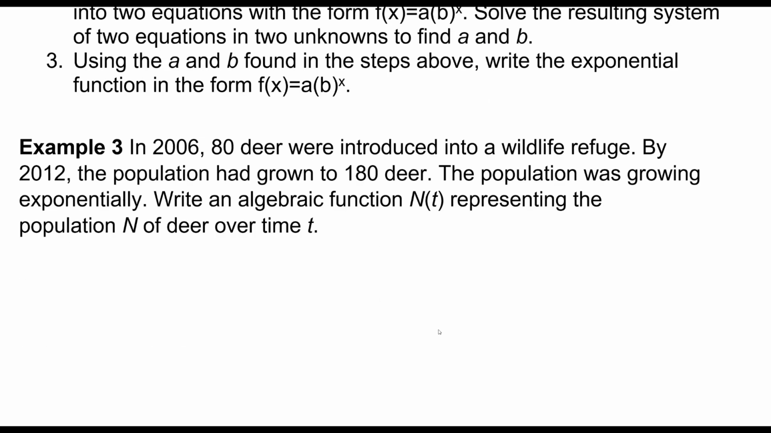So in this problem, it says 80 deer were introduced into a wildlife refuge. So 80 deer introduced is going to be our starting point, so we have (0, 80). Yay, we have our a. By 2012, so this is from 2006 to 2012, our time is 6 years. So after 6 years, we have 180 deer.